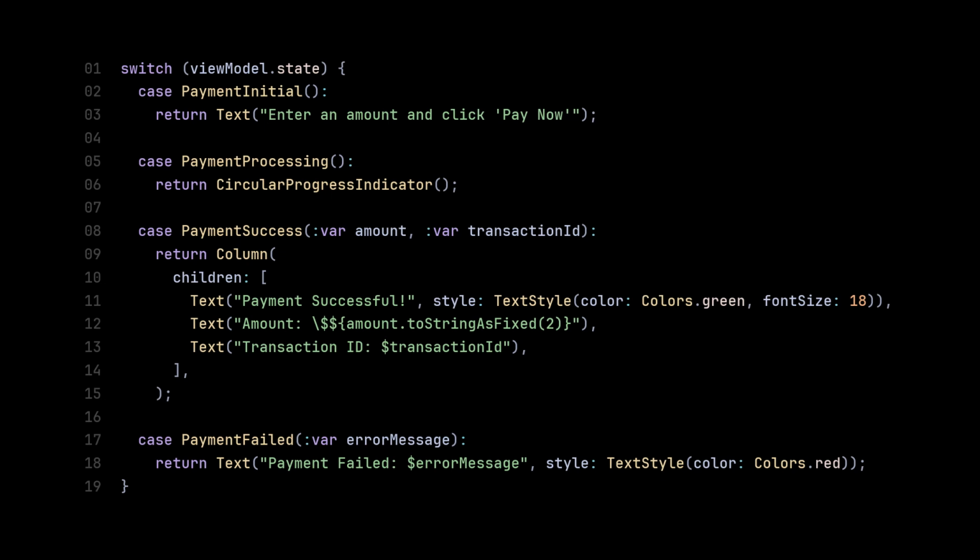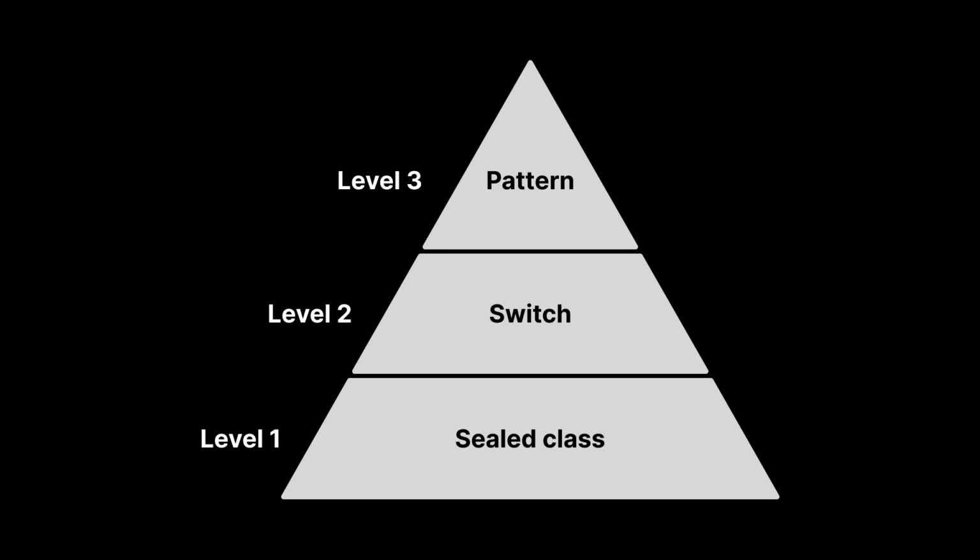Let's look at another example. The state here is a payment state. You can pattern match against the different states and use destructuring to extract the relevant properties, leaving your code looking readable. These are just a few of my favorite and very useful Dart language features.